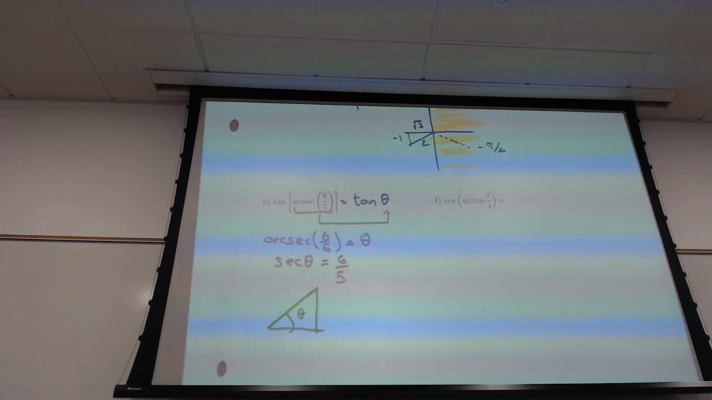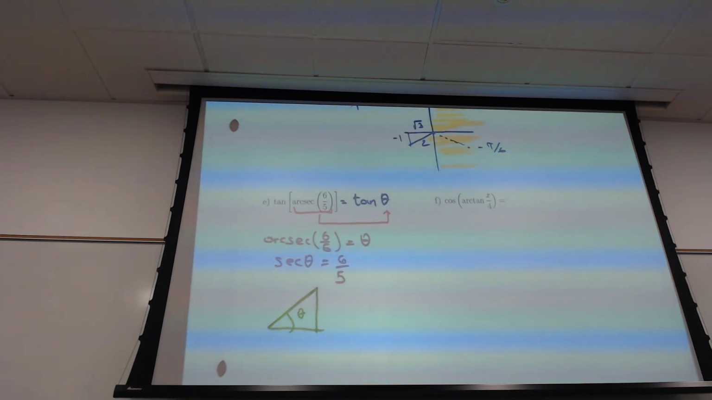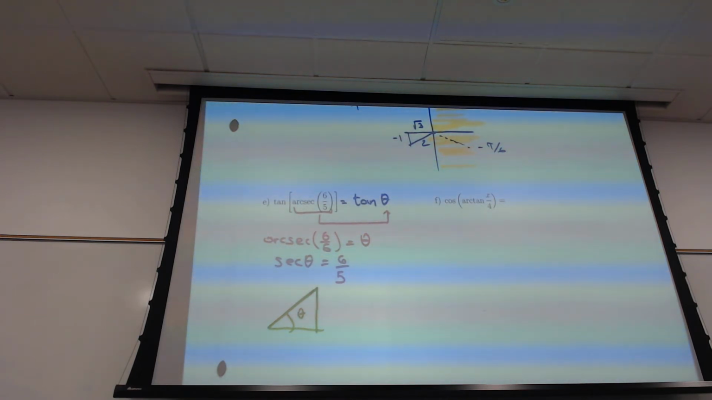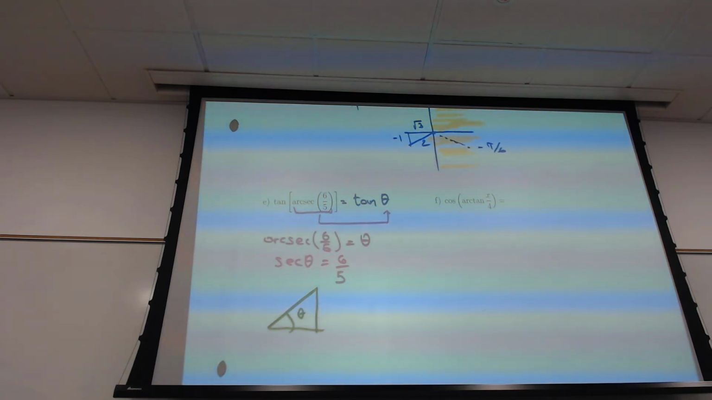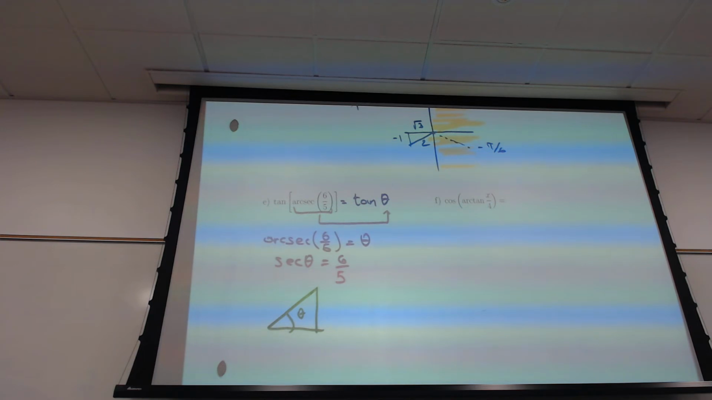Sine over cosine? It's sine over cosine. I believe that's tangent. Yes. All right. And secant is 1 over cosine, right? In terms of hypotenuse and sides, how do we define that?